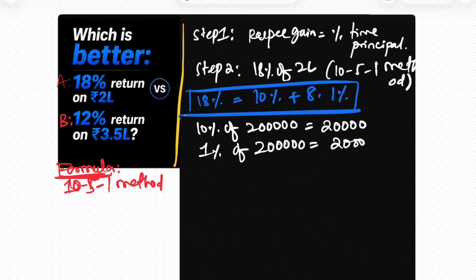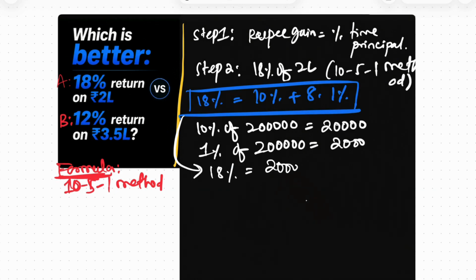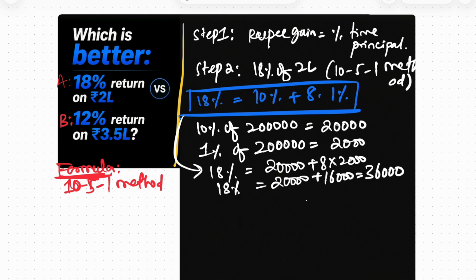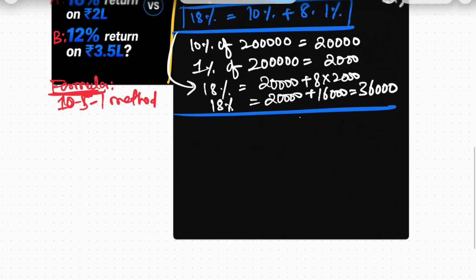If you apply this formula, 18% is 10%, which is 20,000, plus 8 times 2,000. So this becomes 20,000 plus 16,000, which is 36,000. That is 18%. Similarly, let's do option 2, which is 12% on 3.5 lakhs.